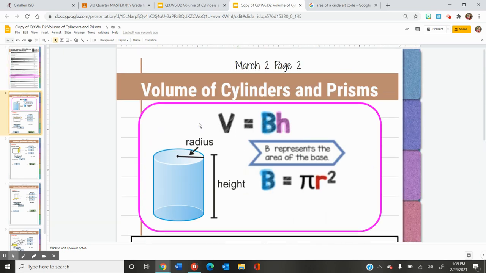Now, remember that the unit we use whenever we're finding volume is units cubed, or cubic units. So that's something with the superscript 3. So you can have centimeters cubed, you can have meters cubed, feet cubed, inches cubed.